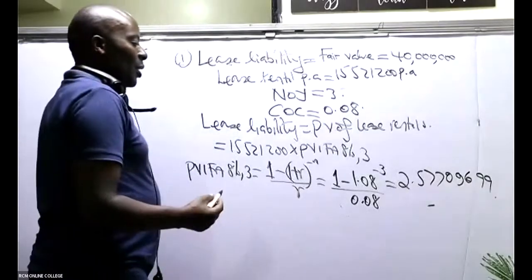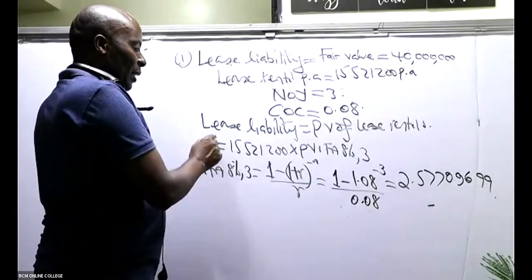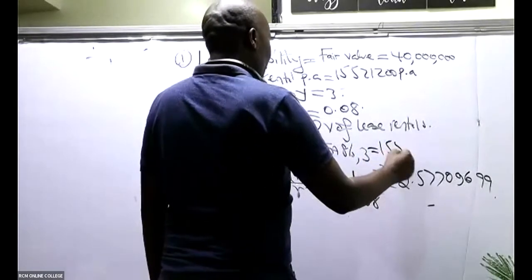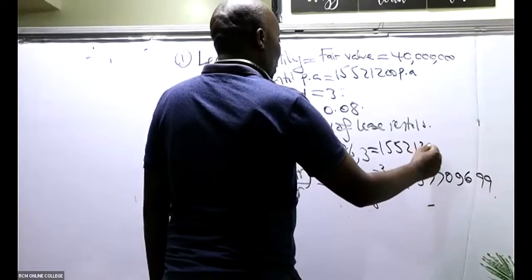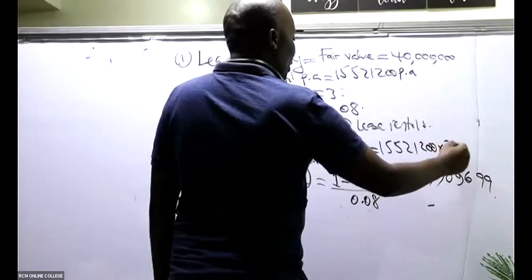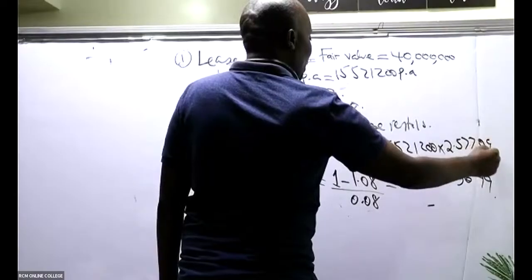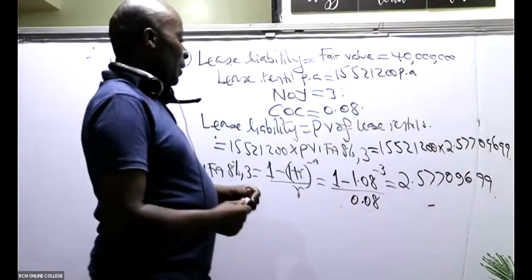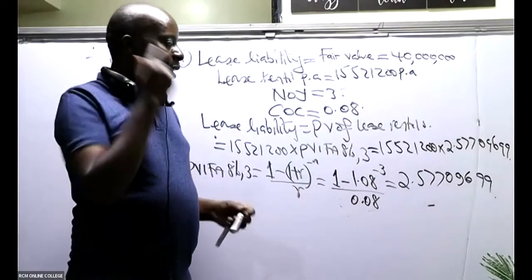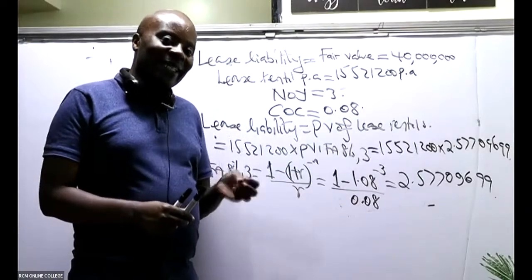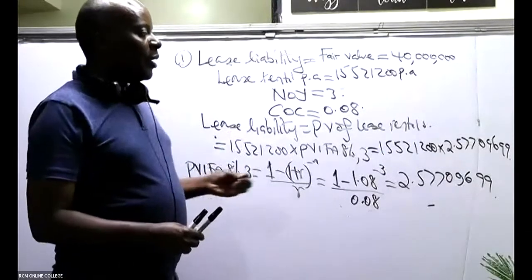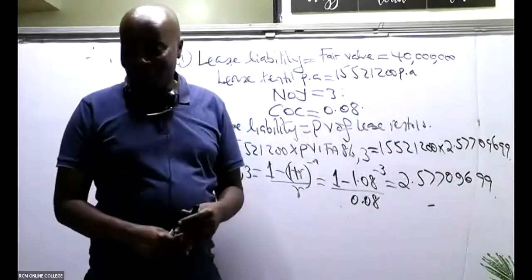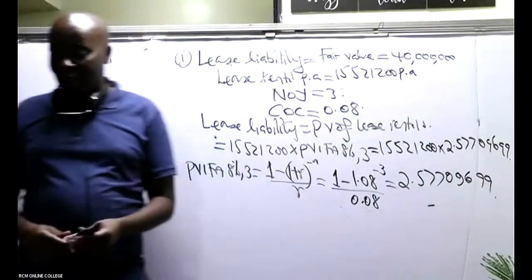Therefore, this lease liability will be the number that we have here, which is 15,521,200 times this ugly figure here, 2.57709699. Is there somebody who is able to give me the lease liability? In this case, of course, there will be rounding off errors still. But most importantly, whatever figure we get here will be very close to this 40 million.